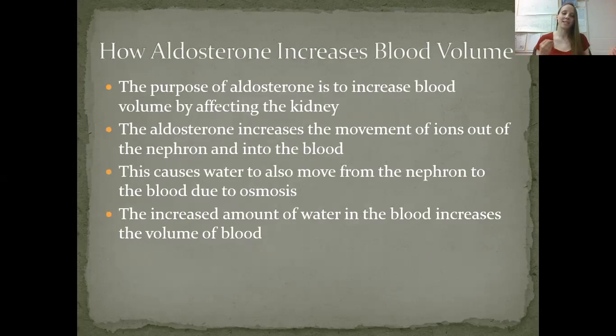So what's going to happen is the aldosterone goes to the nephron. It's going to cause more ions to move out of the nephron and back into the blood. And then because of osmosis, water is going to go wherever the dissolved stuff is, so wherever the ions are. So as the ions leave the nephron and go into the blood, that means that the water is also going to leave the nephron and be reabsorbed back into the blood. That is how we then increase your blood volume, by increasing the amount of ions and the amount of water that are being reabsorbed from the kidney.